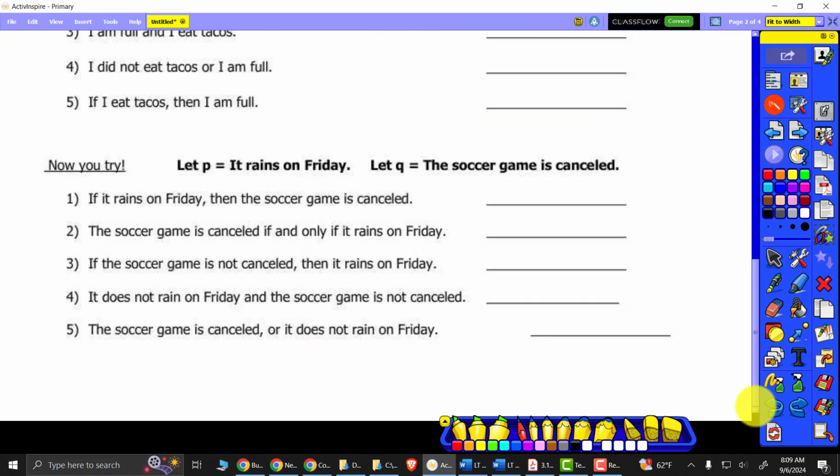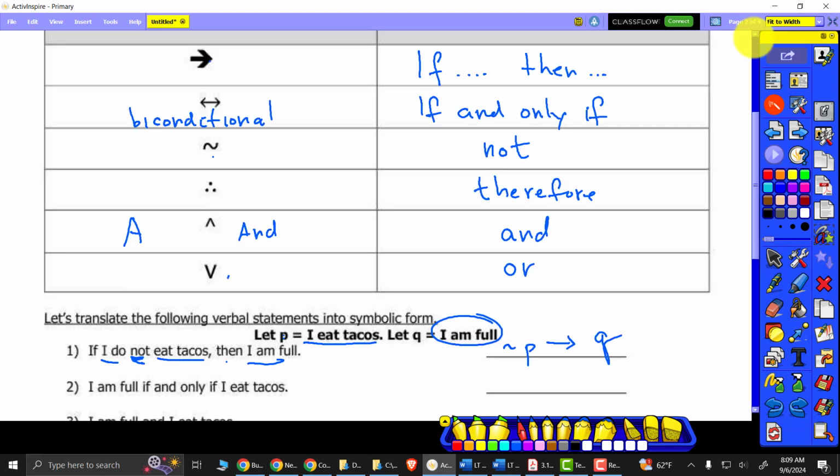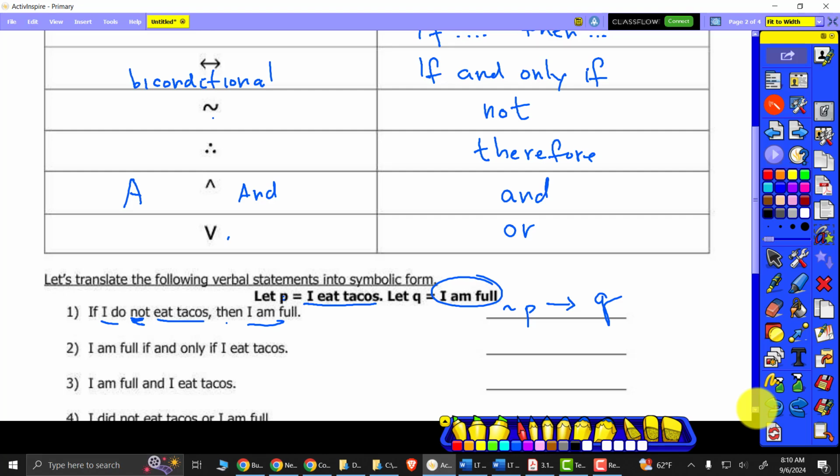Okay, number 2. I am full, meaning that is your Q. So starting with Q. Now we are using if and only if. And what is if and only if? This will be your symbol. If and only if I eat tacos, which is exactly your P.